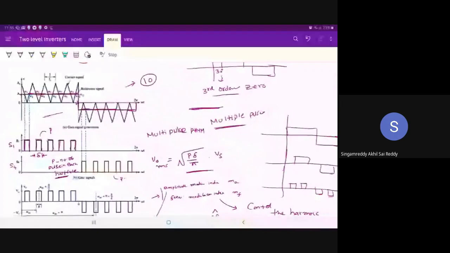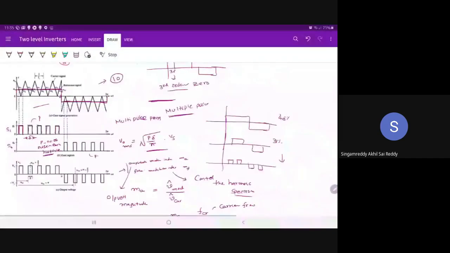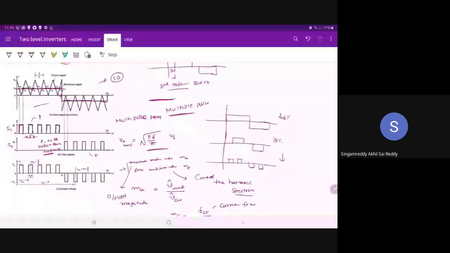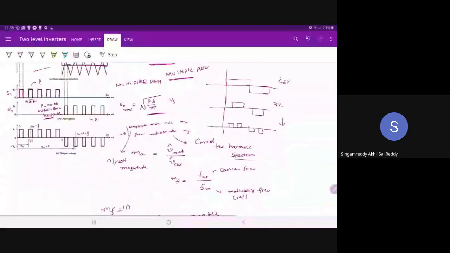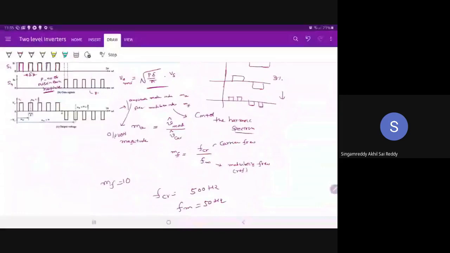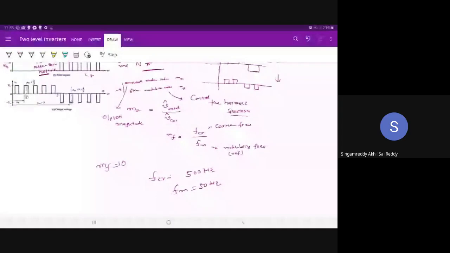In 0 to pi you have 5 carriers, and from pi to 2 pi another 5 carriers. All of this corresponds to the intersecting points. In the first half you have 5 carriers, so 5 intersecting pulses, and similarly in the second half cycle another 5, a total of 10 pulses. Is that clear?